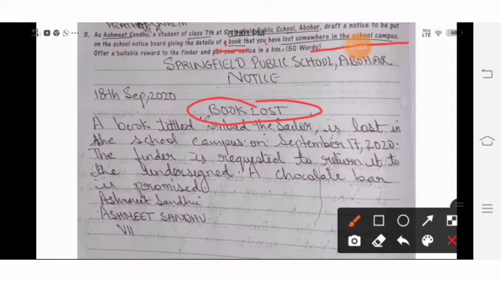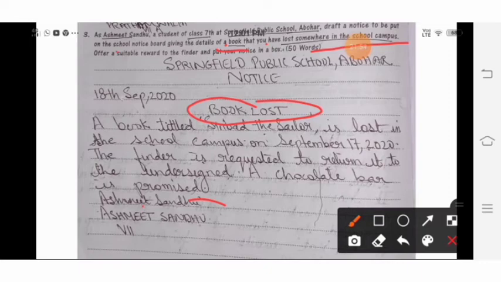The finder is requested to return it to the undersigned, means the person who is writing. And after that, just promise something, a small gift, a chocolate bar is promised. And then your signature, your name, and then your class. If section is not given, don't write section. Whatever is given, 7th is only given, you will only write 7th. Don't write 7C, 7A, because it is given 7th only. You cannot write 7D, 7C.